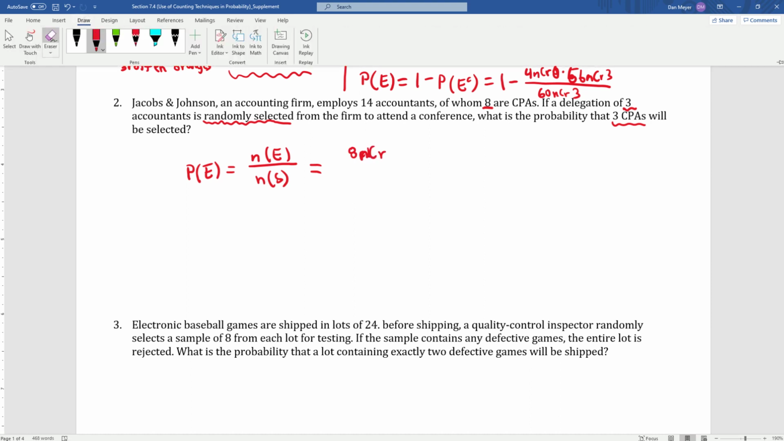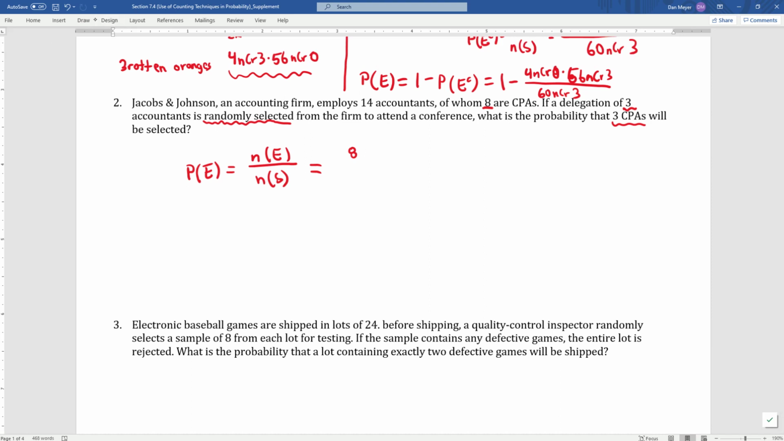Eight CPAs to choose from, and we're going to pick 3. So that's the number of things in our event here. The number of things in our sample space, we're just talking about picking accountants. There's 14 accountants that could have gone on this trip, and we would have been choosing 3 of them. All right, so that one's much more straightforward than the previous problem.